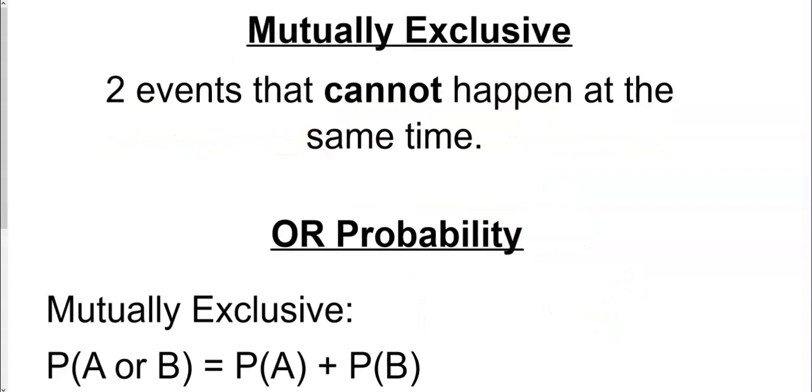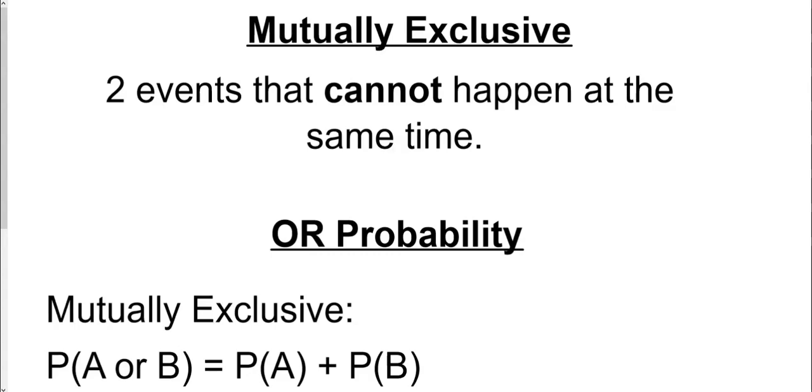Welcome back for round 2. So this time we're going to dive deeper into probability. Again, we're still working with basic probabilities here, so no permutations, no combinations, no fundamental counting principle. But we're going to talk about OR probabilities. Now, in order to talk about OR probabilities, we need to get a definition under our belt, which is what we call mutually exclusive.